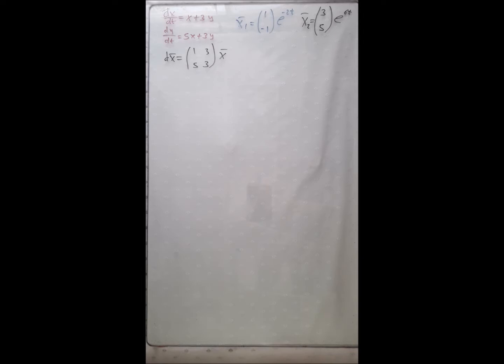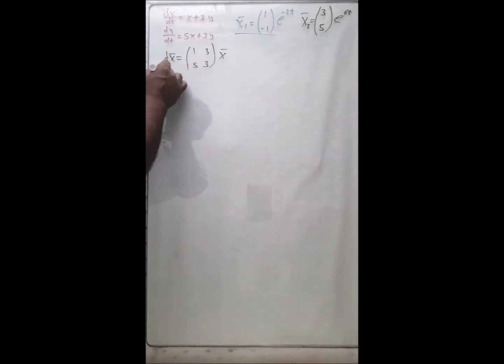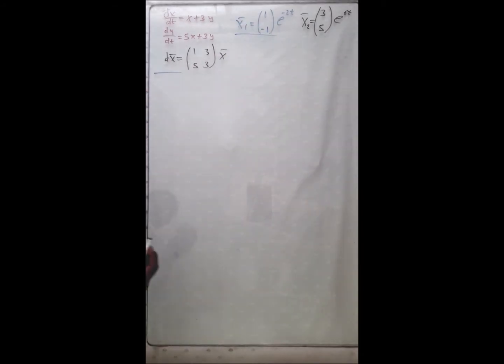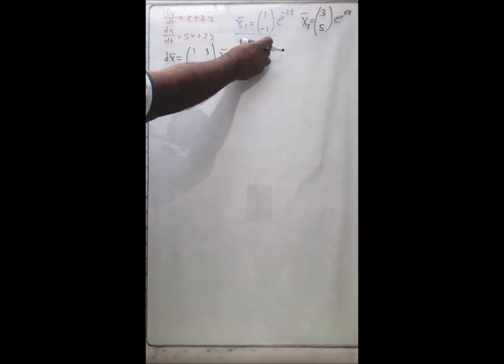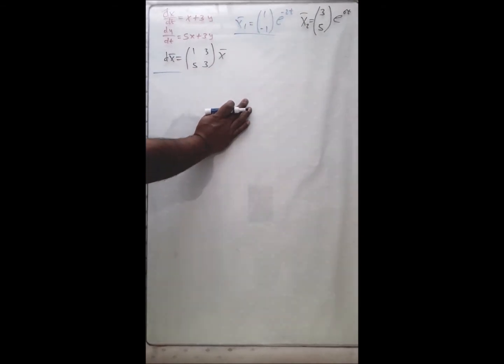How are we going to get that solution? Well, that's on the next video. But for the moment, let's prove whether they are solutions or not. Okay, so for the first one, let's try this one here. x1 vector is equal to 1 and minus 1 times the exponential of minus 2t. Let's see if that happens to be a solution.